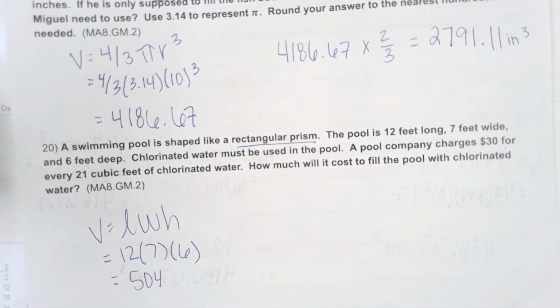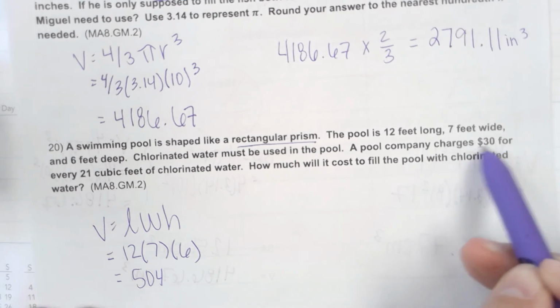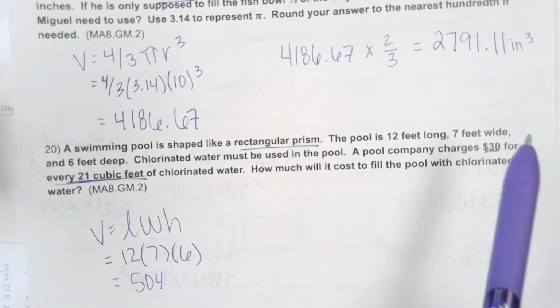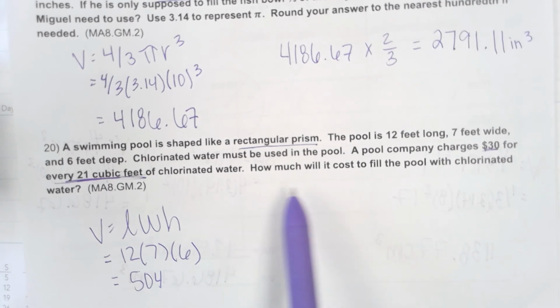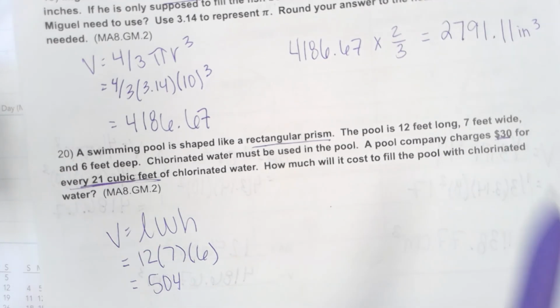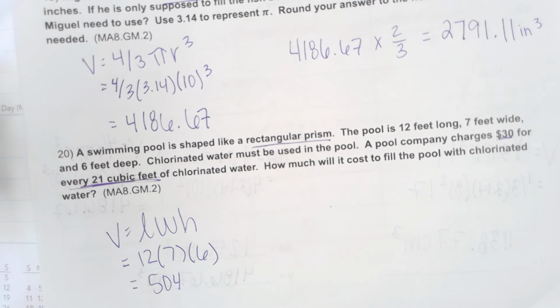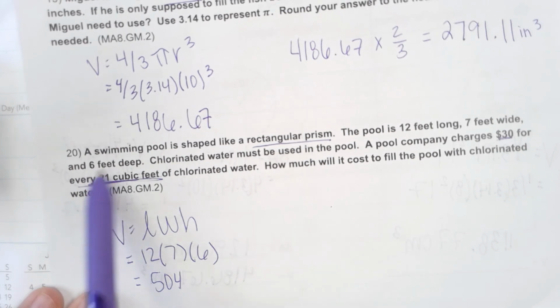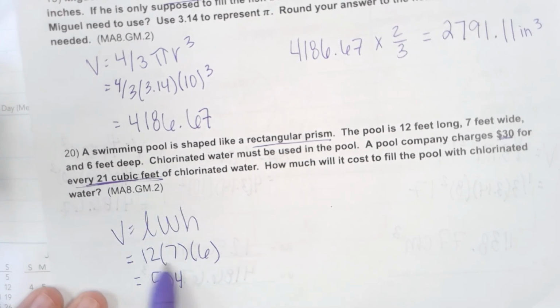Okay. Now, they want to know how much it is going to cost. Well, they're saying that the pool company charges $30 for every 21 cubic feet. So that means the first 21 cubic feet is $30. For 42 cubic feet is $60. So the first thing that we need to do is figure out how many 21 cubic feet are in this 504.